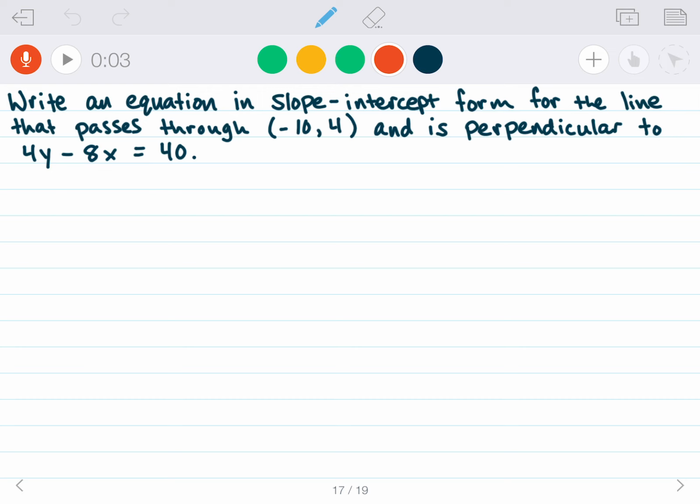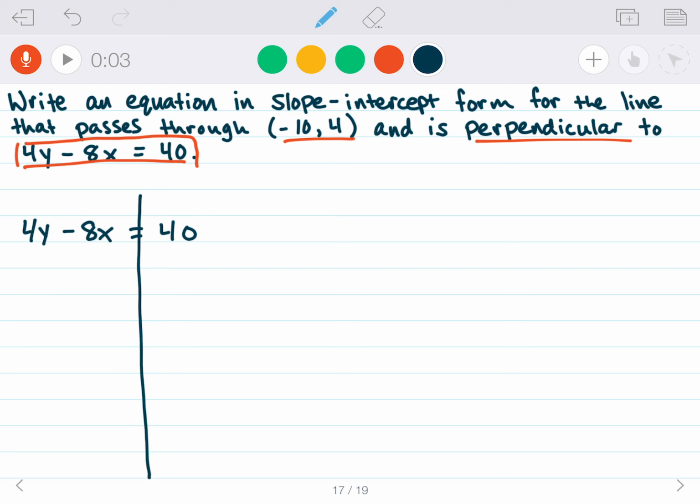All right, let's try this one. So write an equation in slope-intercept form for the line that passes through this point, and it's perpendicular, okay? Perpendicular means opposite reciprocal slopes to this line right here. So it's not obvious right away what the slope of this line is, so let's go ahead and put it into slope-intercept form so that we can find the opposite reciprocal. So to put it in slope-intercept form, I need to isolate y.